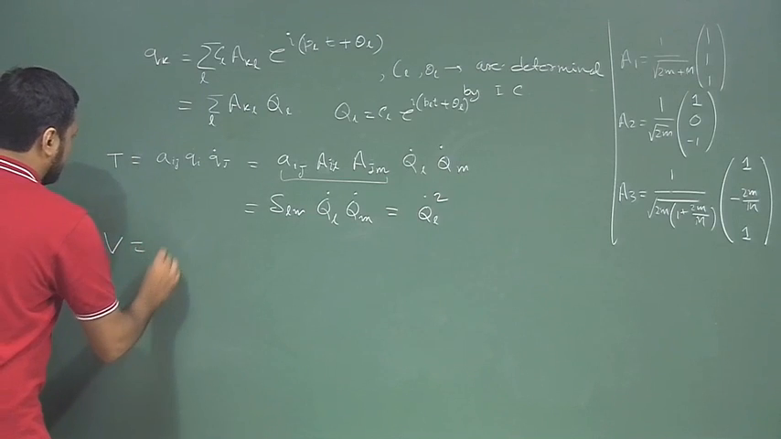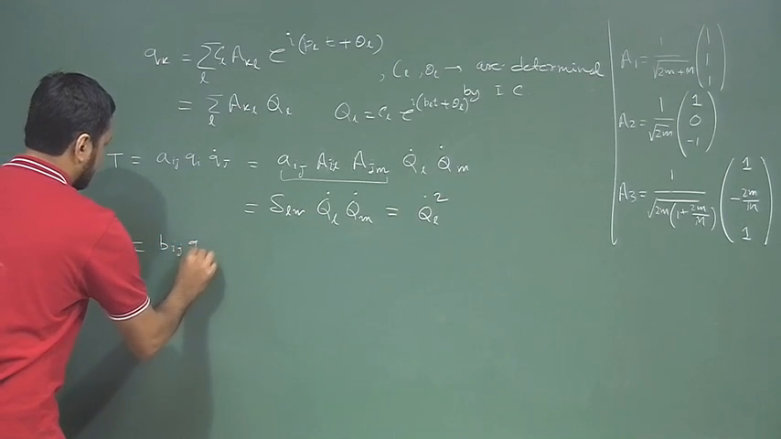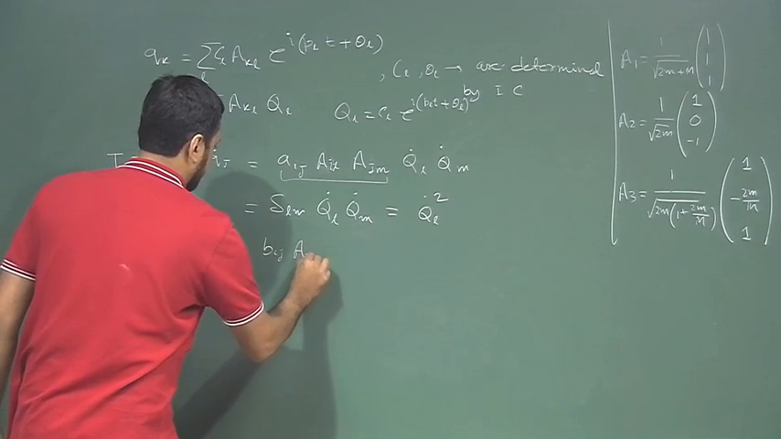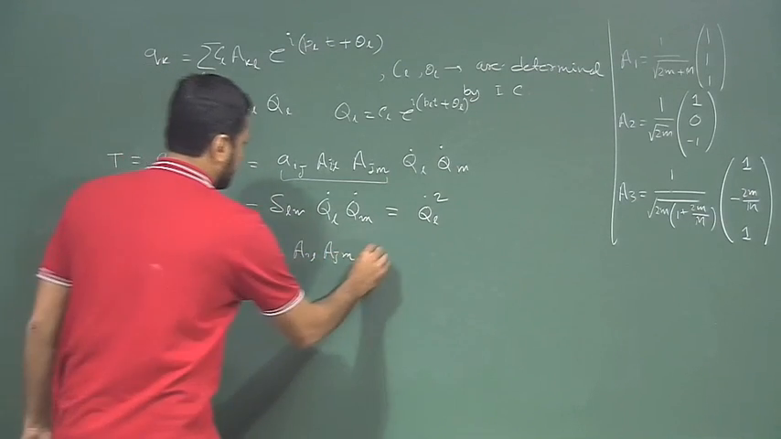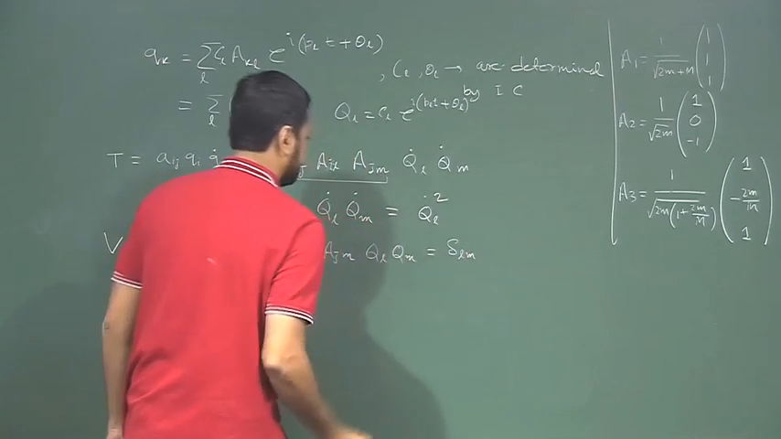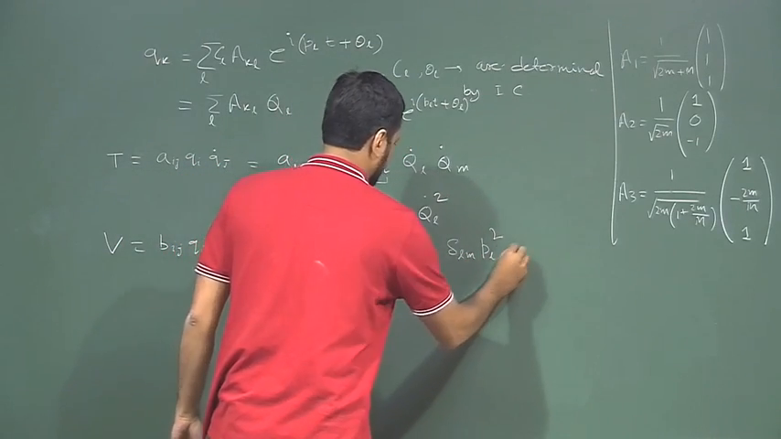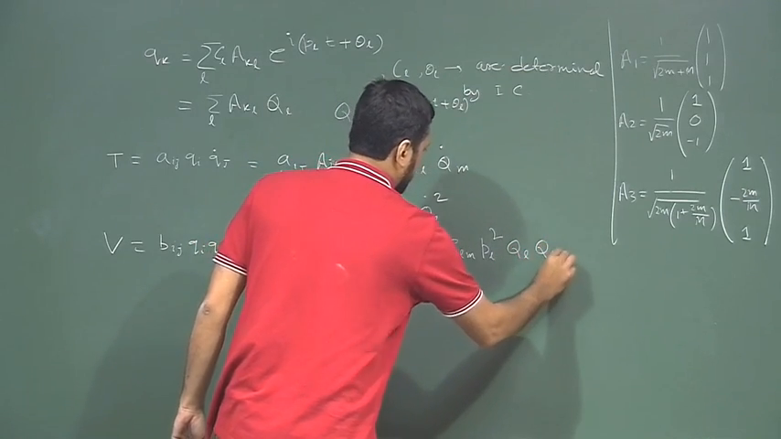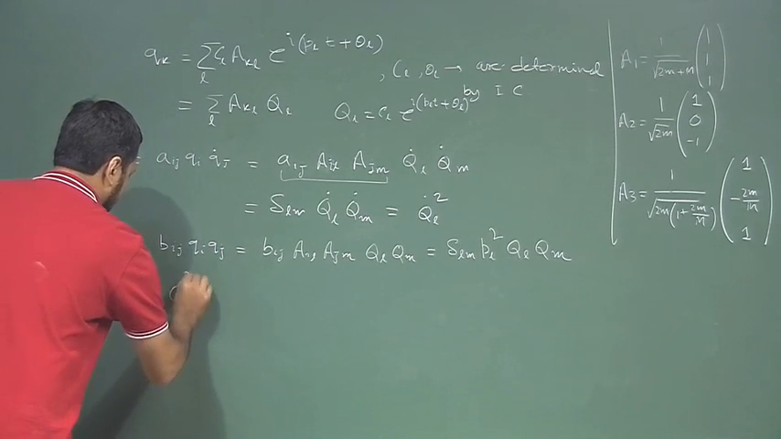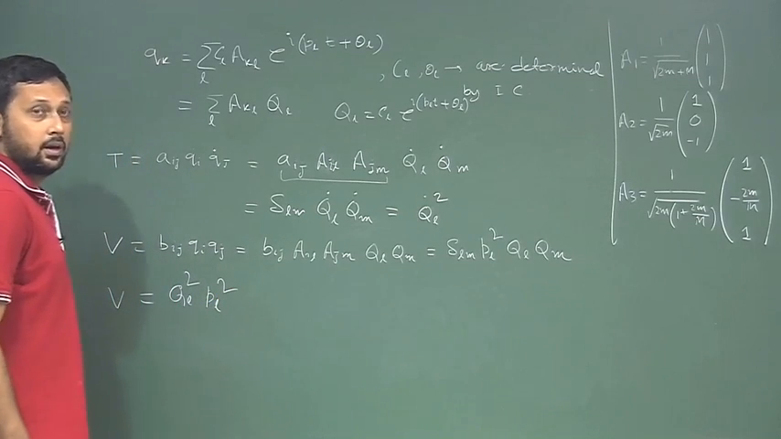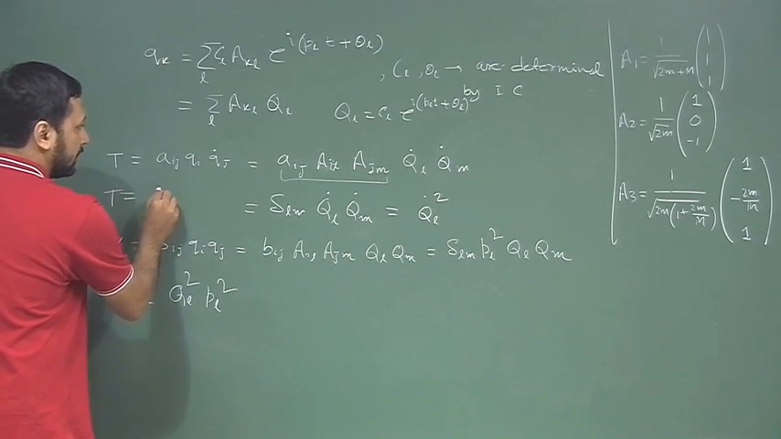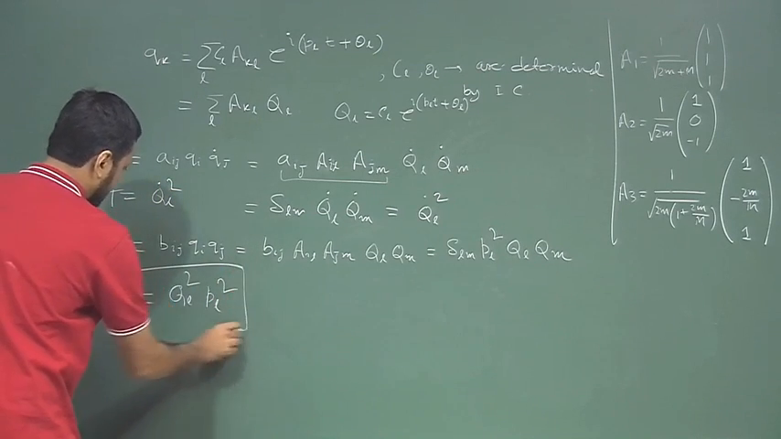Similarly, potential energy equals B_ij Q_i Q_j, which will be B_ij A_iL A_jM Q_L Q_M, which will be delta_LM P_L squared Q_L Q_M. So V will be simply Q_L squared P_L squared. We see that T is once again Q_L dot squared and V is Q_L squared P_L squared.